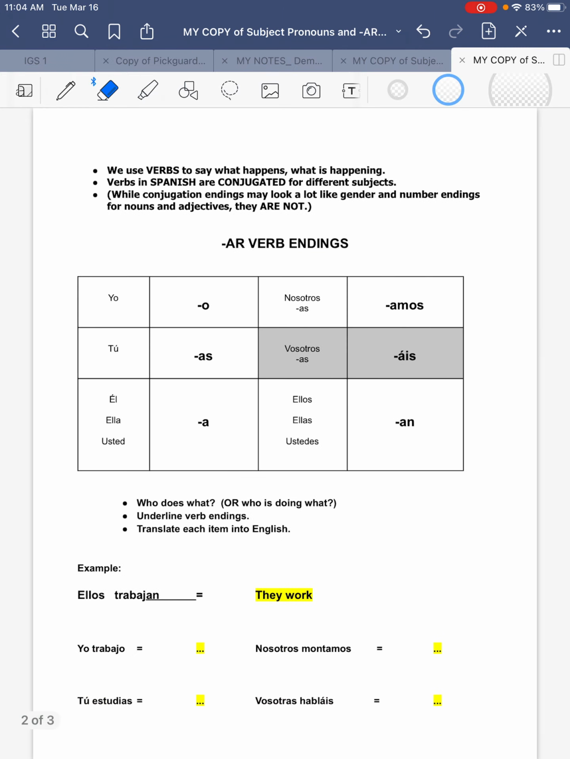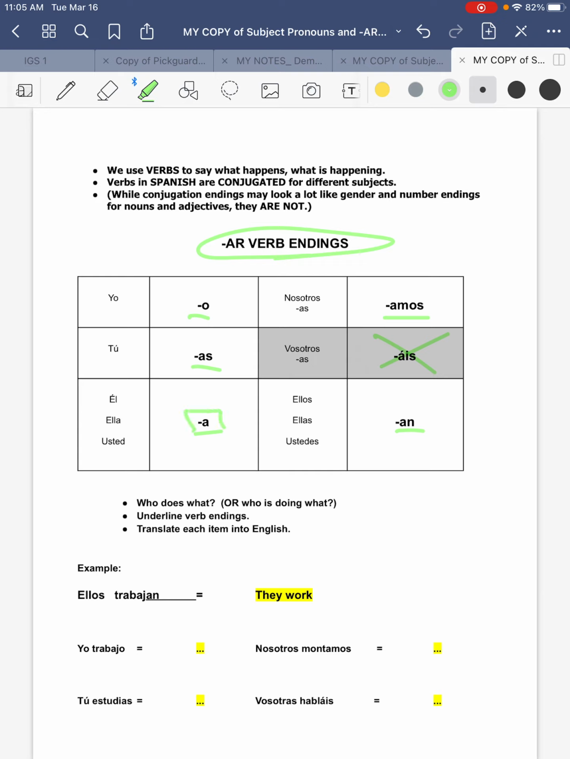So as you scroll down on your document, you'll see the AR verb chart. You might remember this from our song back in the La Escuela unit when we chanted o, as, a, amos, an. Otra vez, o, as, a, amos, an. So we memorize those in that order I've included, but I'm not saying the vosotros ending, o, as, a, amos, áis, an, which we're going to use when we conjugate AR verbs.